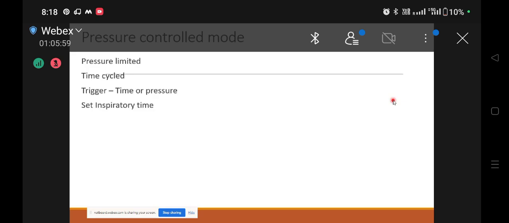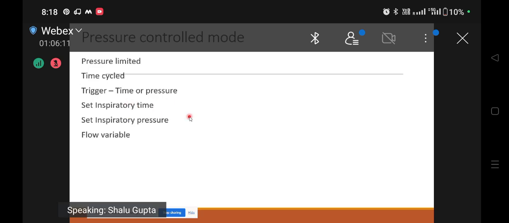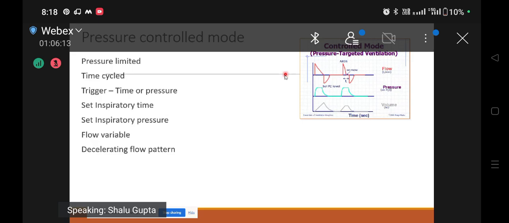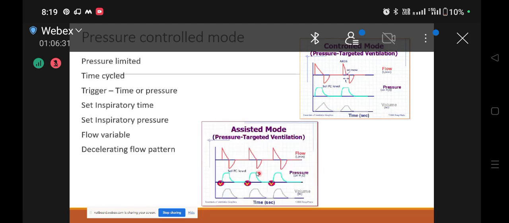Another is pressure targeted. I think we all know what is pressure targeted, where the pressure is limited. It is again time cycled, triggered by time or pressure. You set an inspiratory and expiratory time, and this is what is classically seen in pressure targeted. There is a decelerating kind of flow which is seen over here, and a square pressure waveform, if you can see, because your pressures are fixed over here. Similarly, in assist control, you will see there's a triggering over here, but your pressures are fixed as they are square. And if you see the flow, there's a decelerating flow pattern which is seen in pressure targeted.